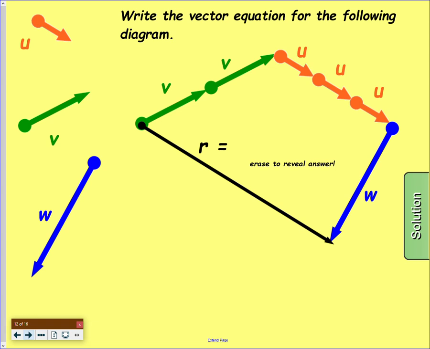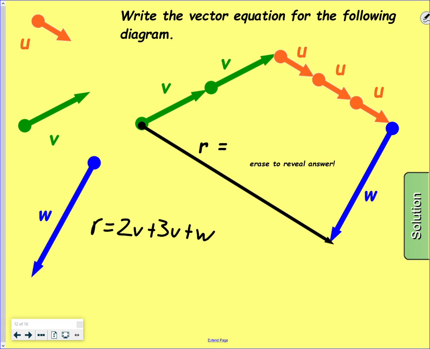You don't have to come up, but what do you think the vector equation is for this? R equals 2v plus 3u plus w. Okay, did anybody get anything substantially different from that? What'd you get? We did minus 2v, so that's 3v. Why did you subtract it? But they're not. They're going in the same direction that they were before. The u's are going in this direction. The w is going in this direction.